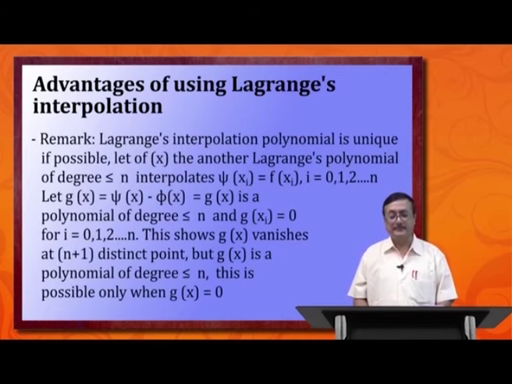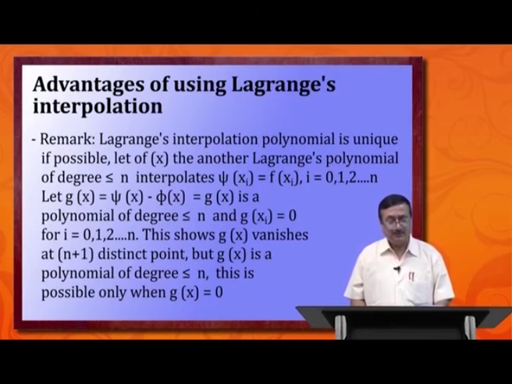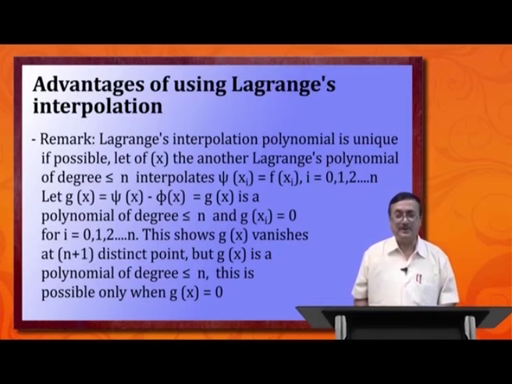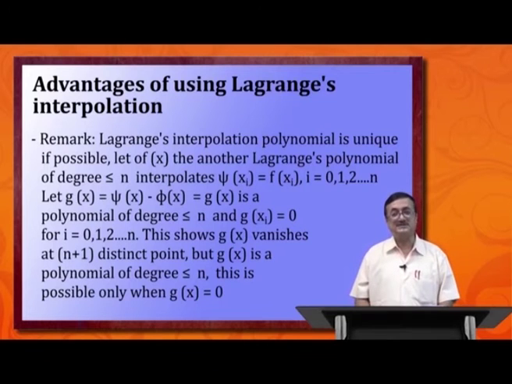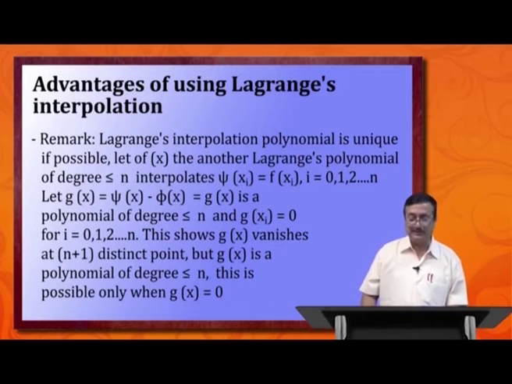Lagrange's interpolation formula is also unique in nature, because if we consider that there is another function, say psi(x), a Lagrangian polynomial whose degree is less than or equal to n, that also interpolates f(xi) at the same arguments, then we call g(x) equal to psi(x) minus phi(x), which implies that g(x) is a polynomial of degree less than or equal to n, and g(xi) is equal to 0 for i equal to 0 to n. That is, g(x) is a function of degree less than or equal to n, but it vanishes at n plus 1 distinct points. This is not possible unless g(x) is identically equal to 0, which implies that psi(x) and phi(x) cannot be different. So we have only one phi(x), which is Lagrange's unique interpolation polynomial.